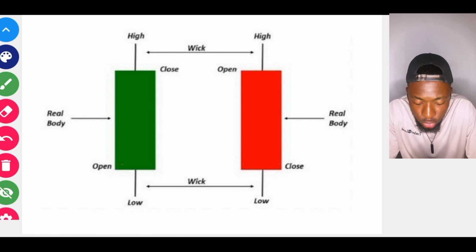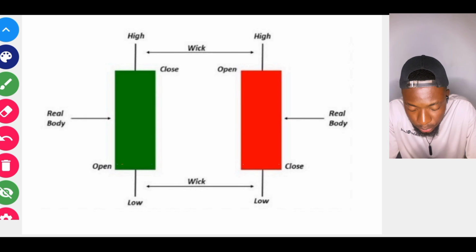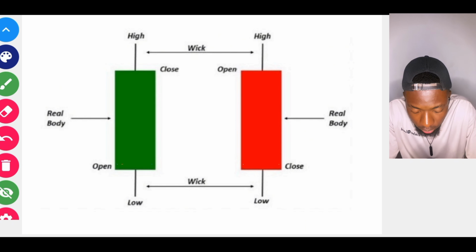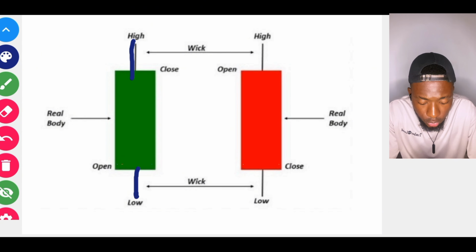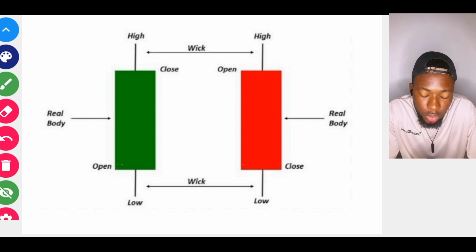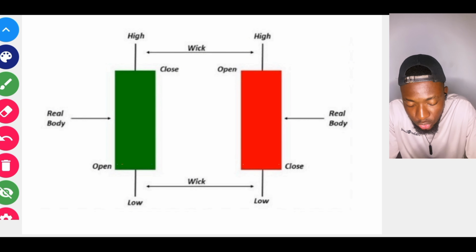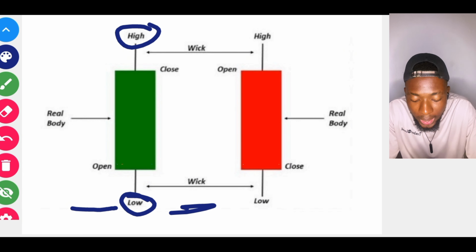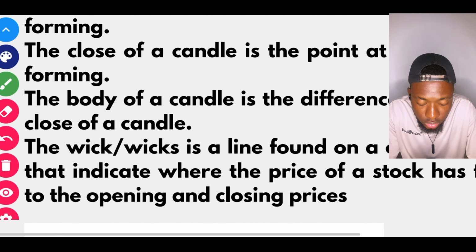It has different parts, just like we said. We have the body. It has an open, you can see it, and a close. And it has wicks. These parts that stick out of the candle are called the wicks. So: an open, a close, and wicks. Now, the wicks are divided into highs and lows. The lowest point is the low, while the highest point is the high. So let's go through the definitions.